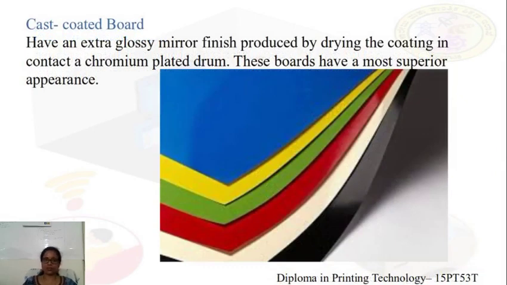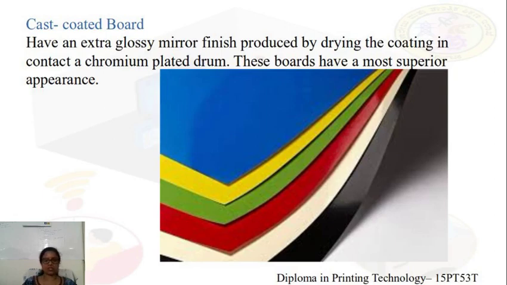Cast coated board. These boards have an extra glossy mirror finish that is produced by drying the coating while it is placed or plated over the board. These boards are superior in appearance and enhance the package on the market shelf. These boards are mostly used for many products such as cosmetics, electronics, goods, home appliances, etc.